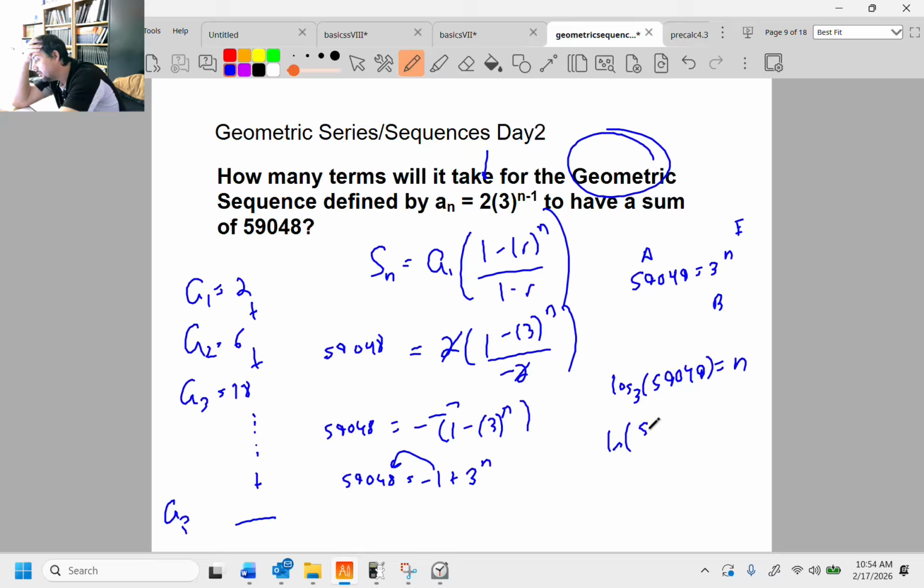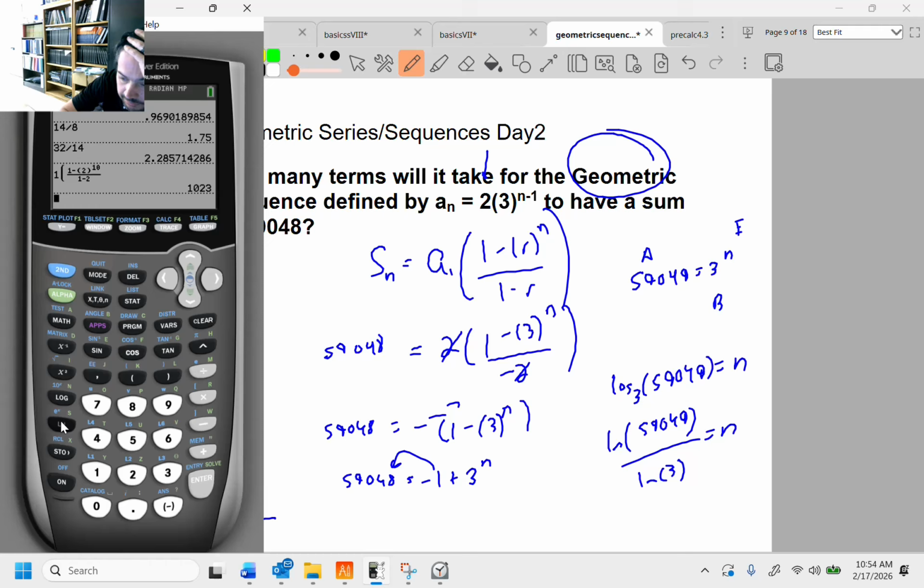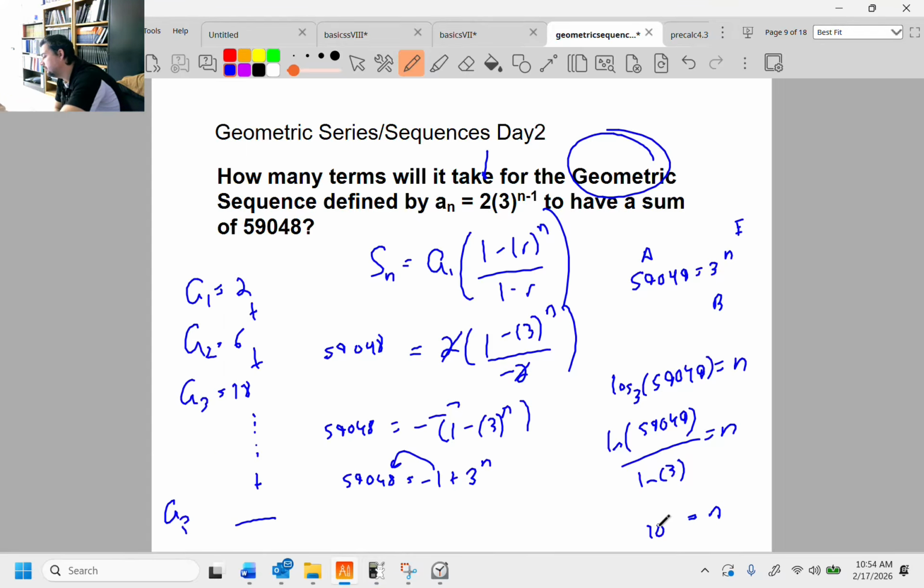Push buttons in a calculator, change a base. And let's hope that I didn't make a mistake when I wrote this problem. If so, I'll pause and fix it and start the video all over. Anyways, change your base. Natural log of 59,049 divided by natural log of 3, which not enough of you understand. And that's on you, not me. It takes two people to learn, one to teach and the other one to learn. And it's just me teaching. 10 terms. Wasn't too bad. Logarithms. Love them.